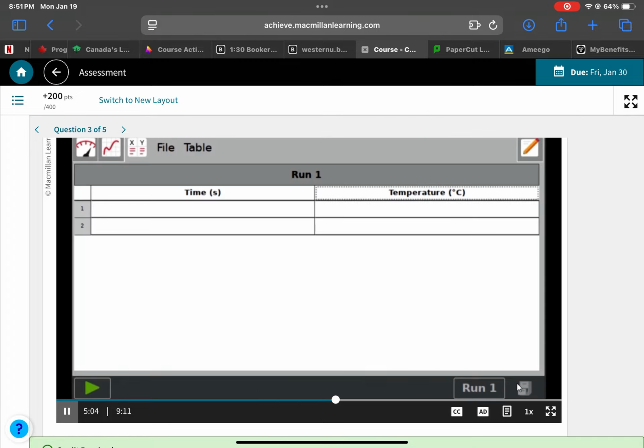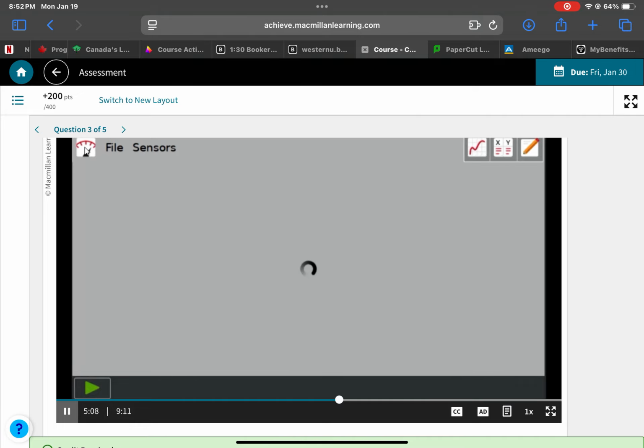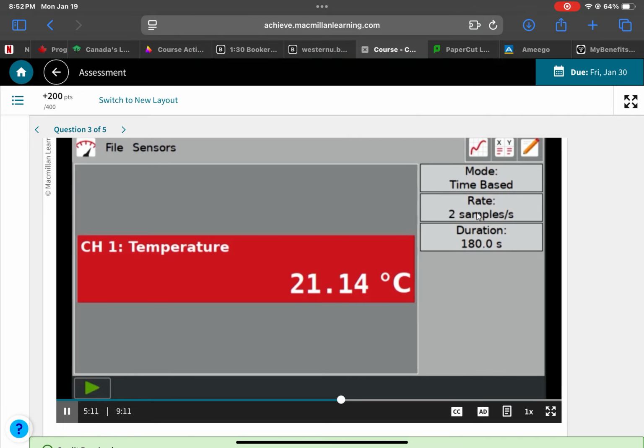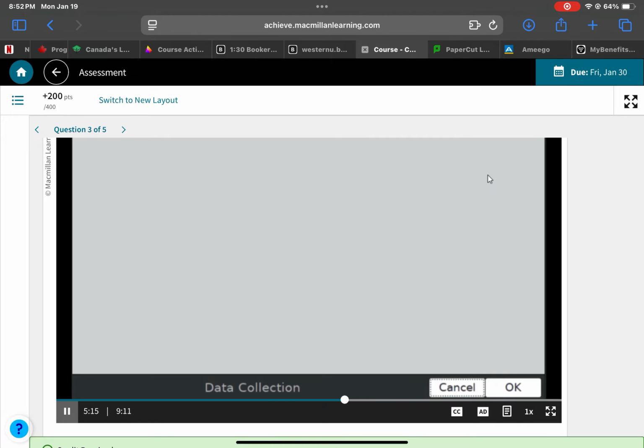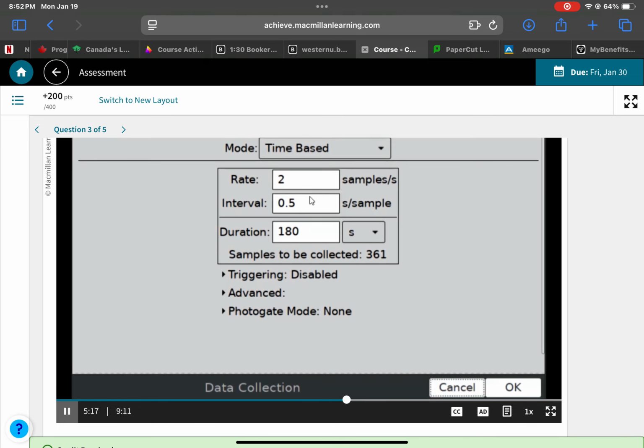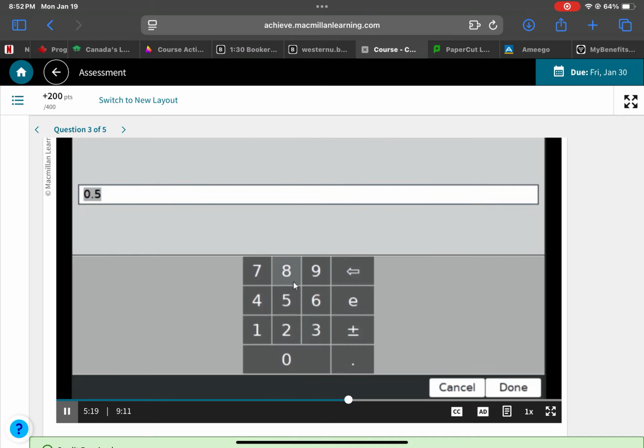To set the sample rate to be 2 seconds, touch the meter screen again, tap on the mode box or any box on the right-hand side of the screen, touch the interval box and type in 2. Tap Done, then tap OK.